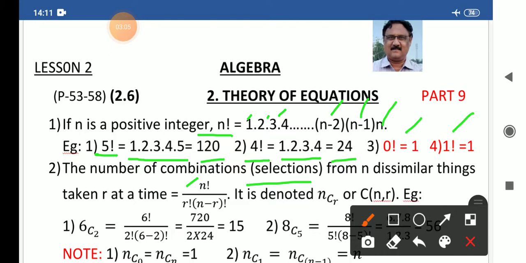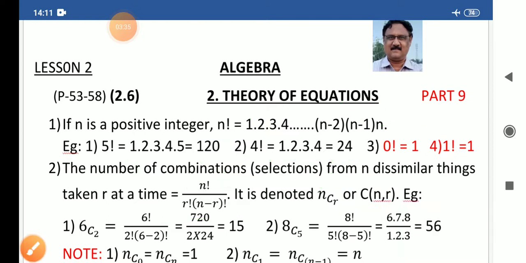So the number of combinations or selections from n dissimilar things taken r at a time is denoted by nCr, or C of n comma r. That is equal to n factorial by r factorial into n minus r factorial. Okay, for example, see this example.